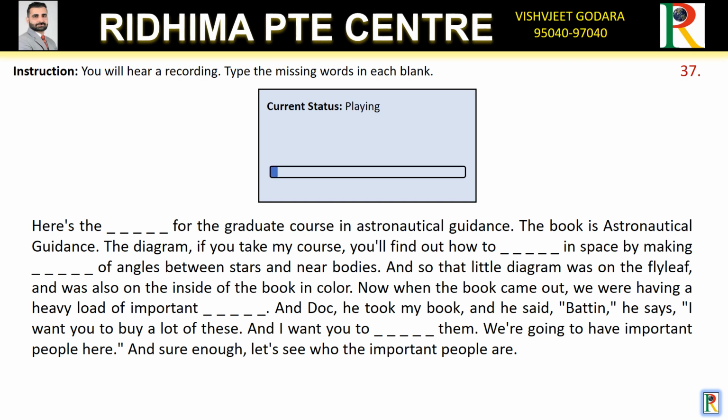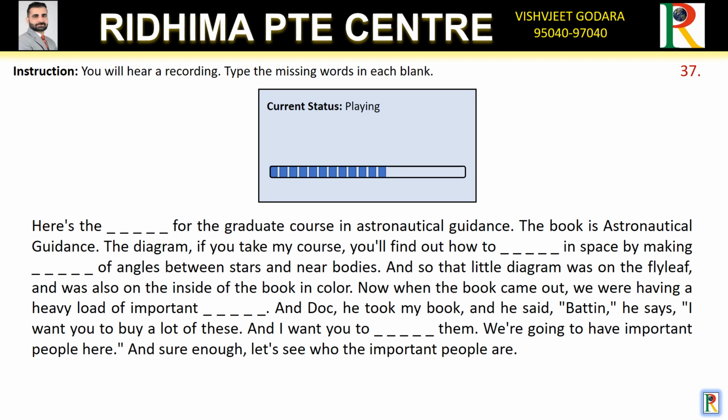Here's the textbook for the graduate course in astronautical guidance. The name of the book is Astronautical Guidance. The diagram, if you take my course, you'll find out how to navigate in space by making measurements of angles between stars and near bodies. And so that little diagram was on the fly leaf and is also on the inside of the book in color.